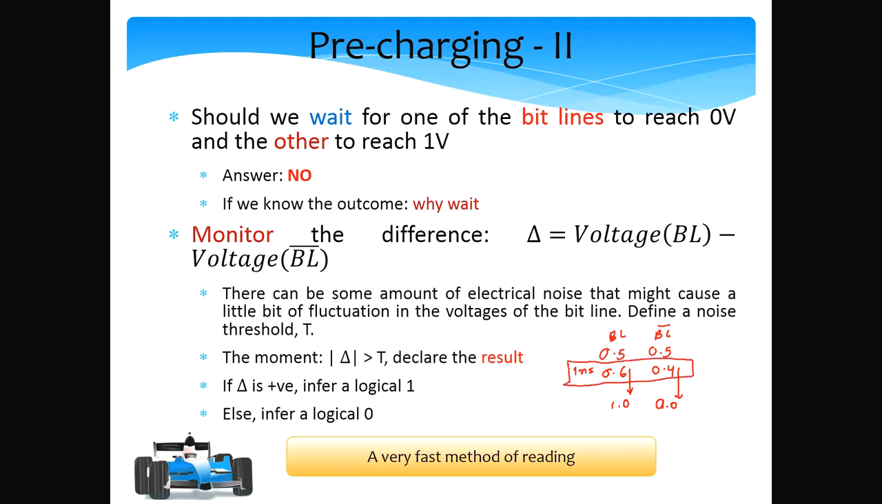So this is a very, very fast way. And it's a very standard approach in hardware, where instead of waiting for one bit line to get fully discharged and one bit line to get fully charged, we monitor the difference. Once we are sure, we declare the result. In this case, if the difference is positive, we infer a logical 1. Otherwise, we infer a logical 0. This is a very, very fast method of reading, because assume that for one line to reach logical 1 and the other to reach logical 0, it would have taken like 20 nanoseconds. In this case, in 1 nanosecond, we have the result.